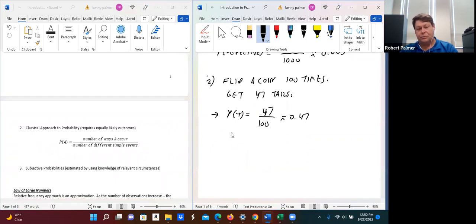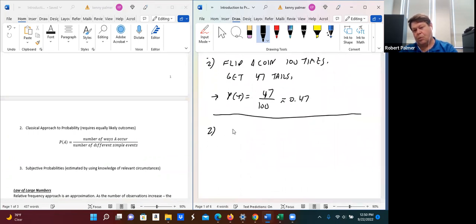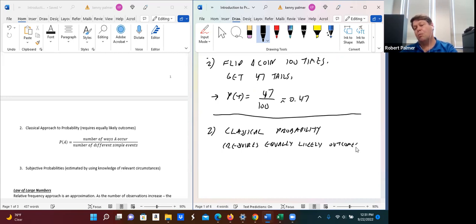Now, the second one we'll mention is called the classical approach. So the classical probability, I'll just call it that. What classical probability says is this requires equally likely outcomes. Okay, this requires equally likely outcomes.